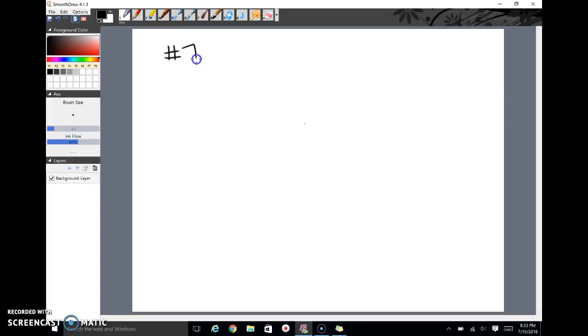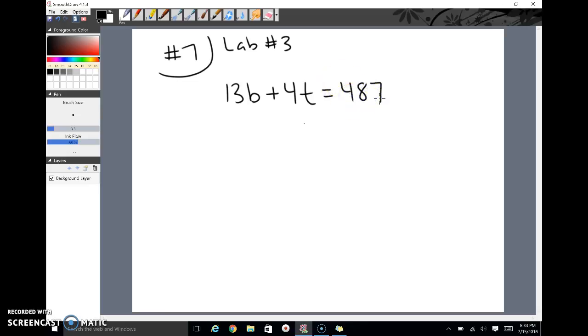But I'm looking at number 7, and this is on lab number 3. So this is the one that I said you set up correctly. It says a landscape company orders 2 orders at a nursery. The first order is 13 bushes, so you got 13 bushes plus 4 trees, and that order equaled 487. So it looks like you have that one. And then the second order is 6 bushes and 2 trees, and that order was 232.